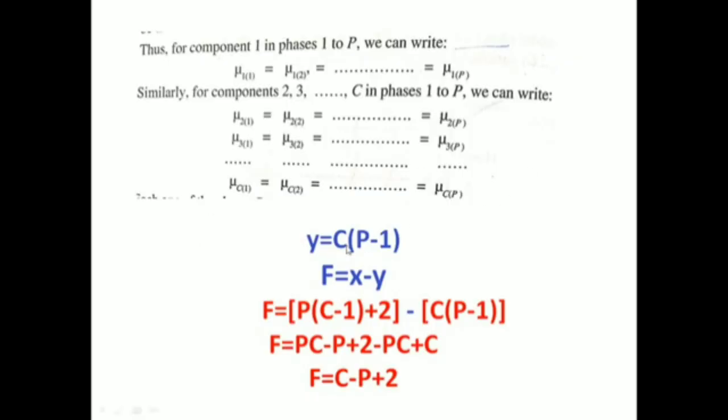Therefore, the degrees of freedom F equals X minus Y, where X is P into (C minus 1) plus 2 and Y is C into (P minus 1). Subtracting these two, we get the relation for F as C minus P plus 2, and this rule is known as the Gibbs phase rule.